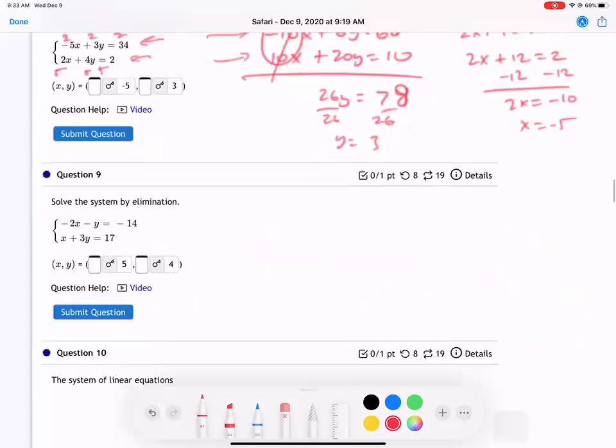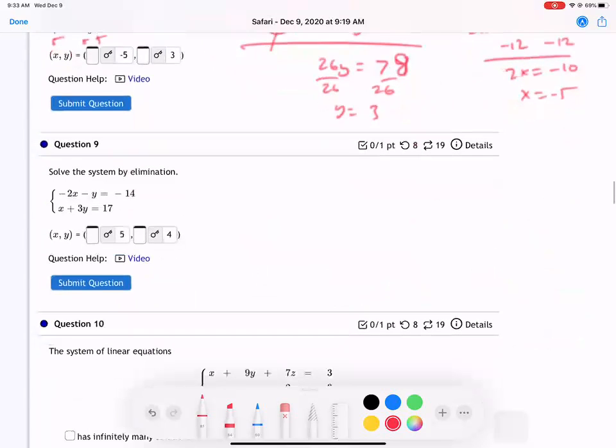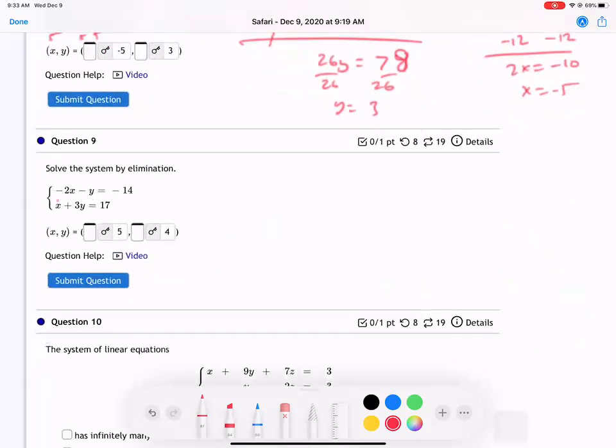Okay, solving a system by elimination, so same idea here, except this one's going to be easier. I just need to match either the x's or the y's, and it's up to you. Either one would actually give us the correct answer still.